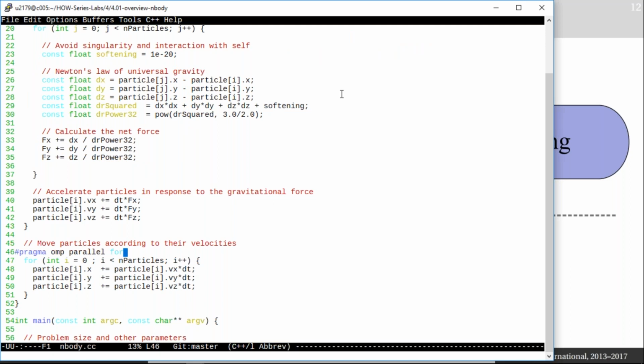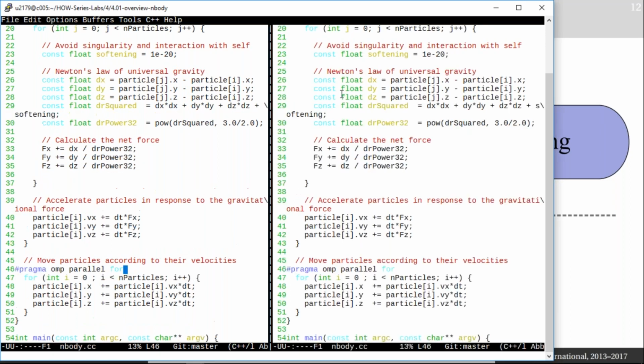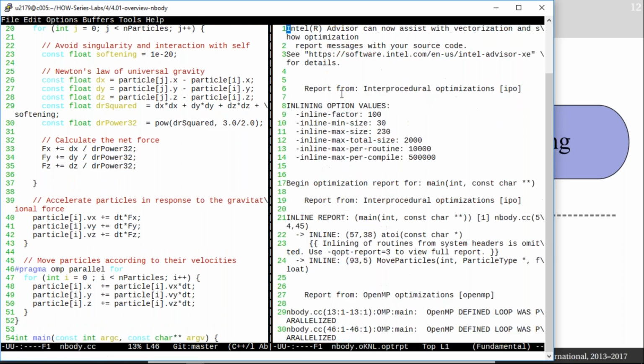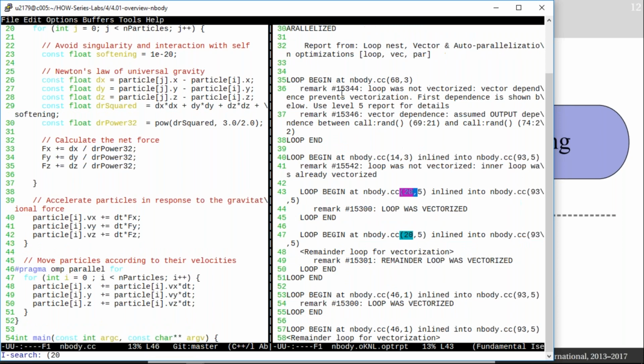So our application is simple enough, and we can go and look in the optimization report. How about Knight's Landing optimization report? The loop is in line 20. And what does the compiler have to say? Well, it says it was vectorized.